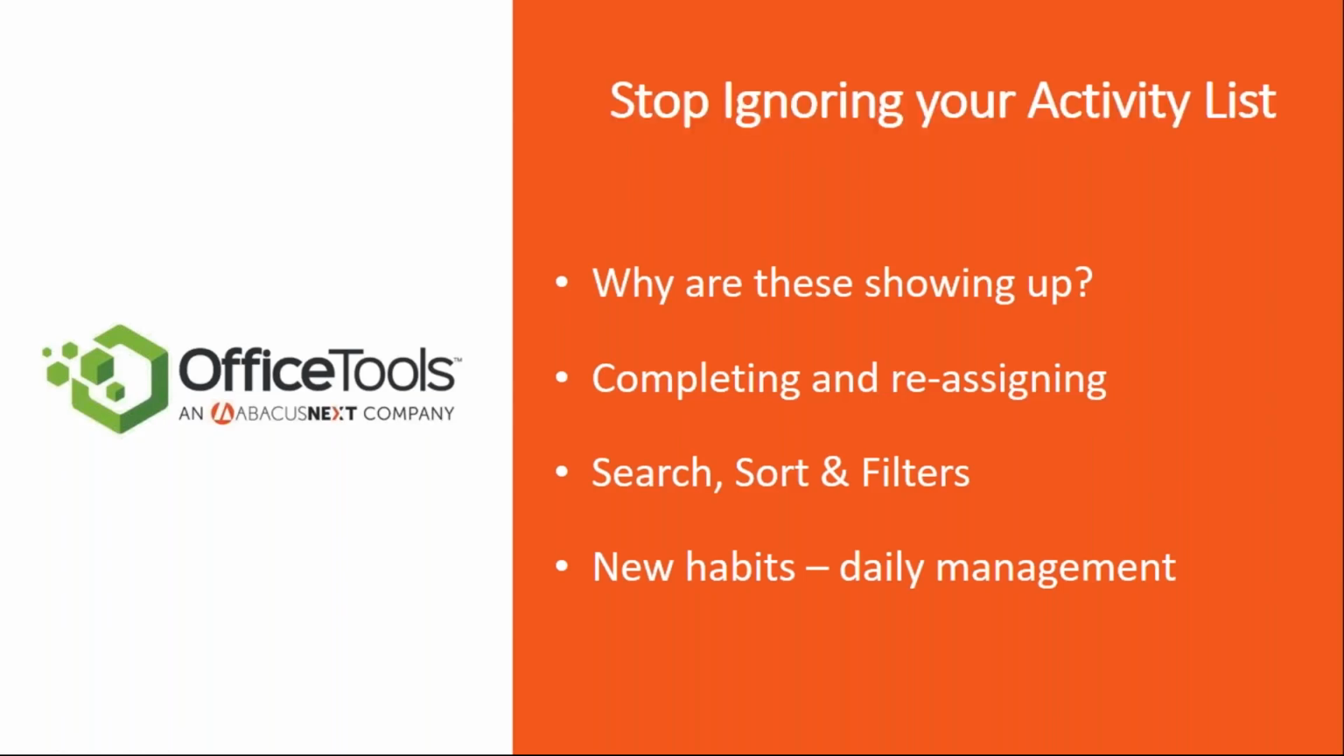So really we're going to talk about a couple of things. Why are things showing up on my activity list? All right, it's important. There might be things showing up there that you don't know where they came from. So we're going to talk a little bit about that. We're talking about completing items, which is pretty much the number one culprit for activity list clutter. It's just simply not completing things. Likewise, my favorite function in OfficeTools is the ability to reassign work to other people. So we're going to talk about how that can help, searching, sorting, filtering things out, and what habits are important to start using when it comes to your activity list.